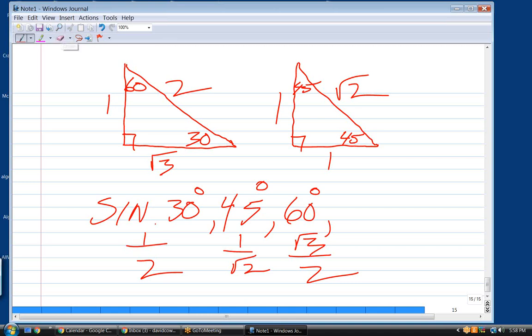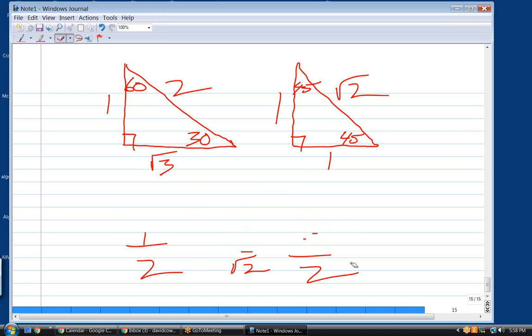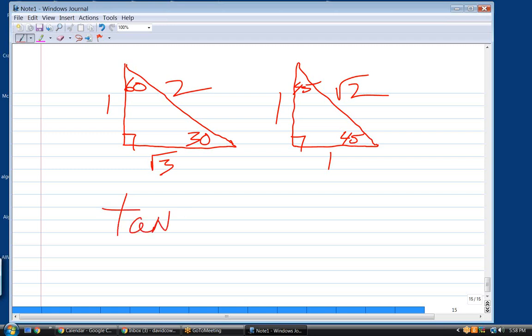If I give you these 2 triangles, then you're going to be able to give me any trig function. What have I said? What's the tangent of 45 degrees? It would be 1/1. Correct. What's the cosine of 45 degrees? 1/2 square root of 2.